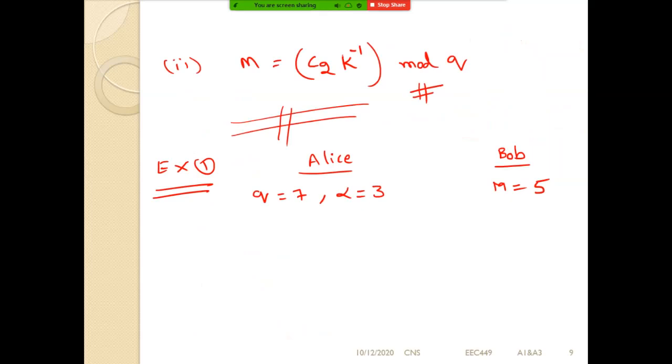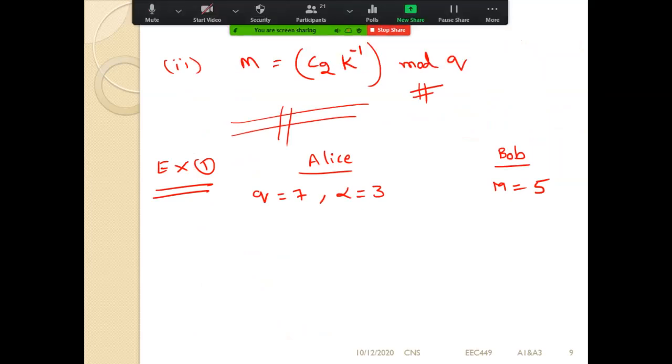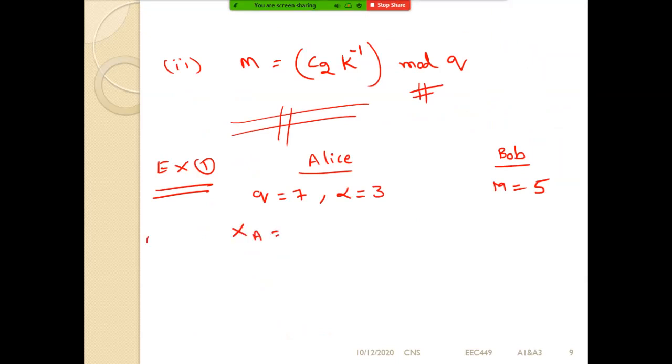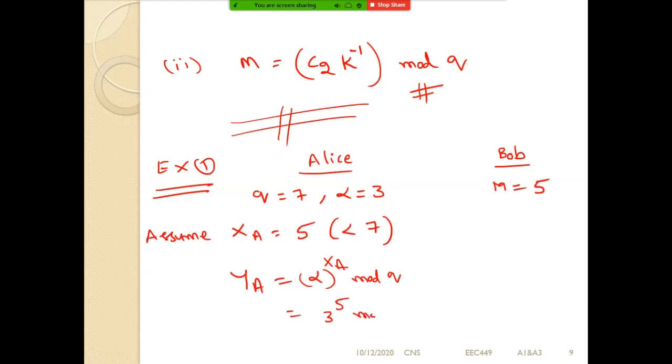There may be a chance that multiple primitive roots are possible, no problem. So now see what is the procedure. Once q and alpha are known, XA is an assumption. Assume XA must be less than q, so I can assume 5. This is the assumption, which is less than 7. Next, we can generate YA, which is called a public key. YA is equal to alpha power XA mod q. What is alpha? 3 power 5 mod 7.